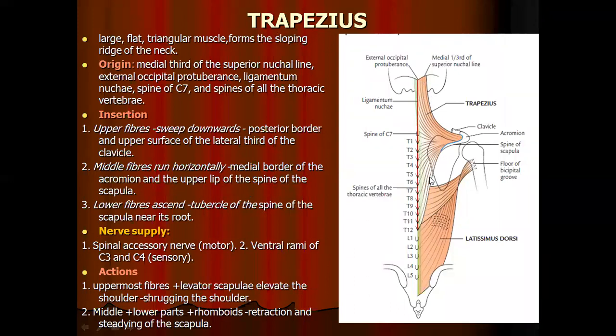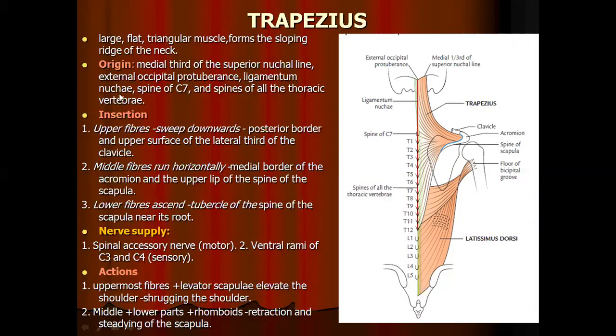So first, we have trapezius, which is a large, flat, triangular muscle forming the sloping ridge of the neck. The origin is from the medial thirds of the superior nuchal line, and also the external occipital protuberance, and this green line which has been shown, like the partition we have, which is attached to the spines of the cervical vertebrae.